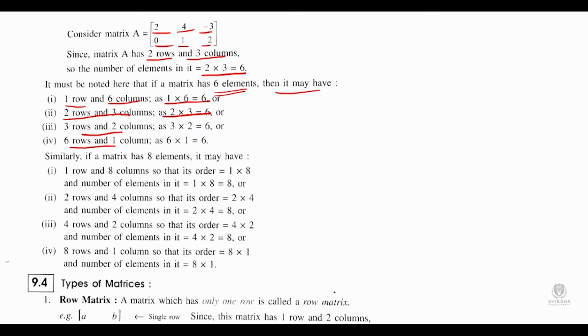We can also consider the position of an element in the matrix. If you consider Aij as an element in a matrix where i is the row number and j is the column number, then the first one would be A11, then A12, A21, A22. This is a square matrix of 2 into 2 order, 2 by 2.